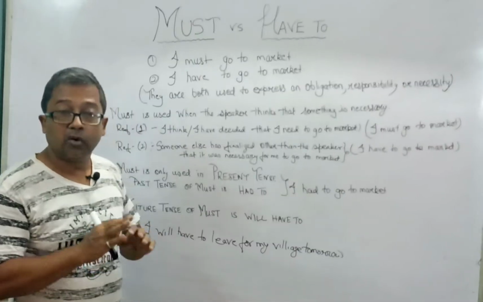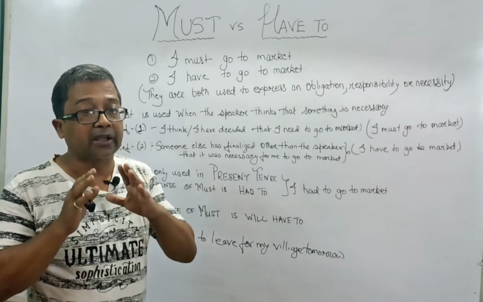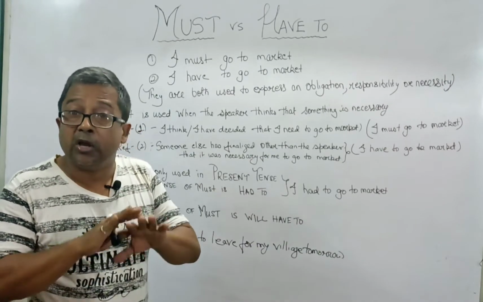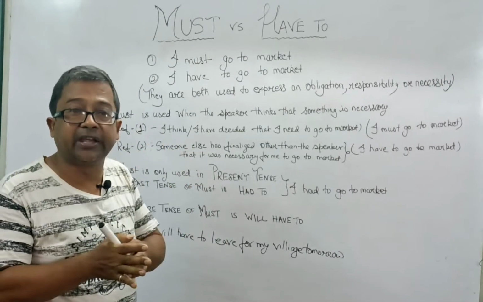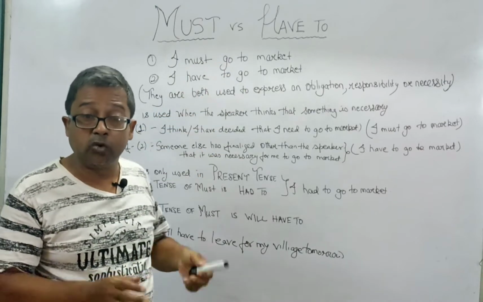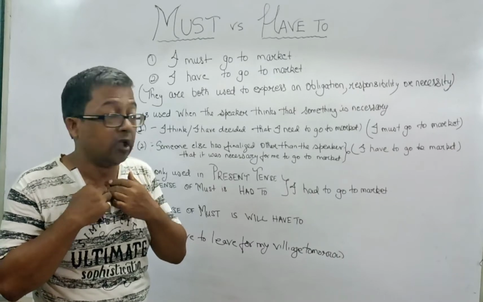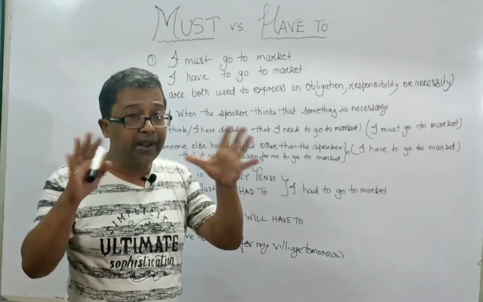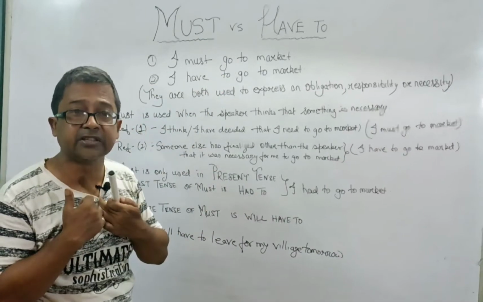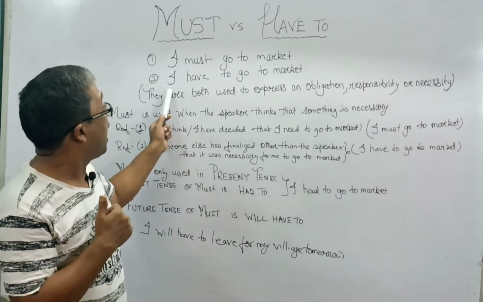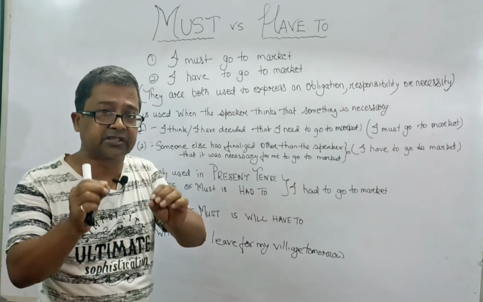Before I finish today's session, it's a short session, but I think you have enjoyed it. Before I end, I would like to summarize once again the difference between must and have to. You use must when the speaker thinks it is necessary. You use have to when someone else decides that it is necessary for the speaker. Like, I must go to market: I think it is necessary to go to market. I have to go to market: I have not thought it is necessary, but someone else thought it is necessary to go to market.